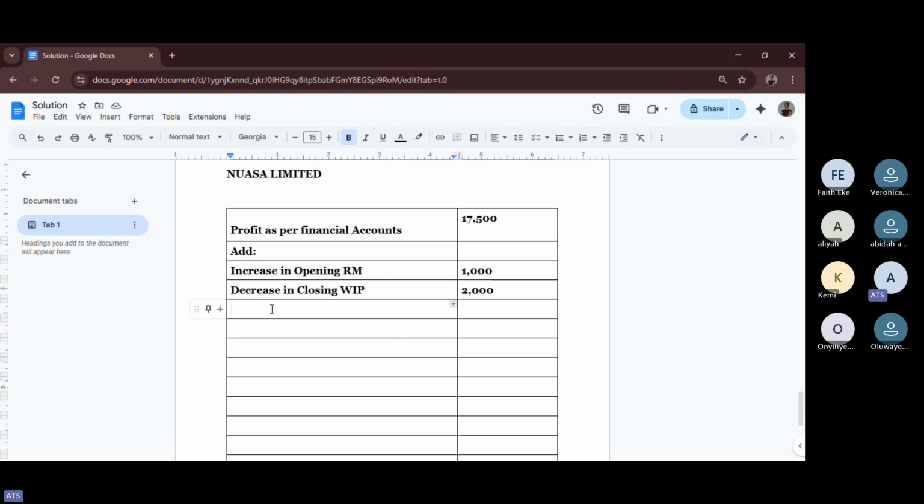Now, look at the expenses. Are there any expenses that are charged to financial accounts, but not charged to cost accounts? Yes. What are they? Discount allowed. Okay, discount allowed. What else? And debenture interest. Yes, thank you very much. Debenture interest.